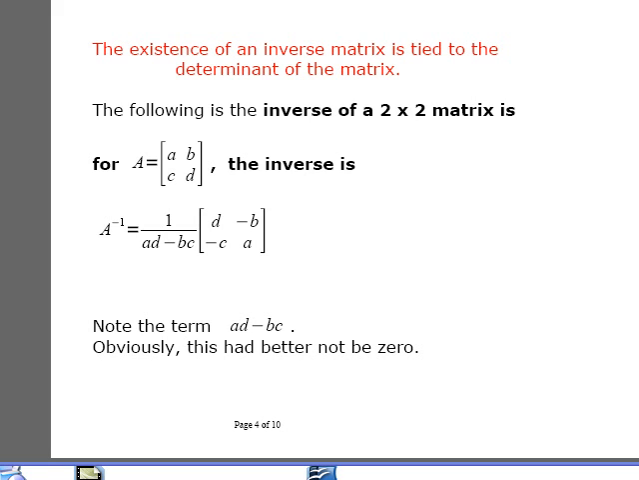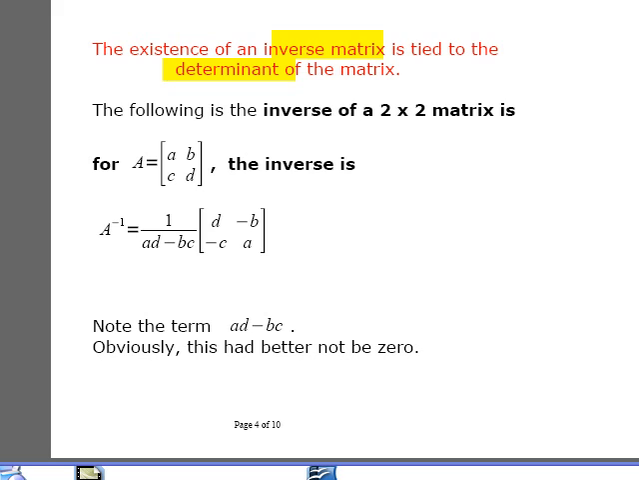The existence of the inverse matrix, the fact that it even exists, is tied to what's called the determinant of the matrix. So we have two vocabulary words here. One is the inverse matrix, which we just talked about, and the other is the determinant. So I'll show you where this comes about using a small matrix, a 2 by 2 matrix.